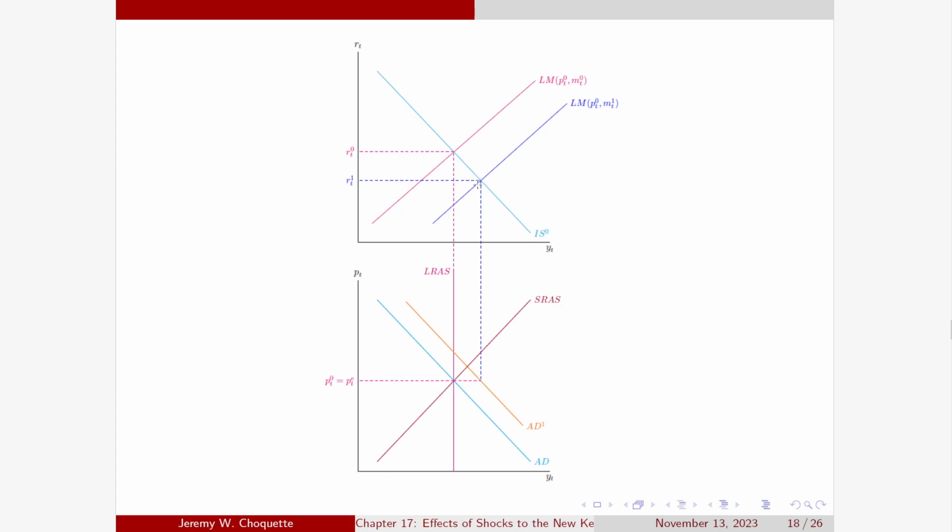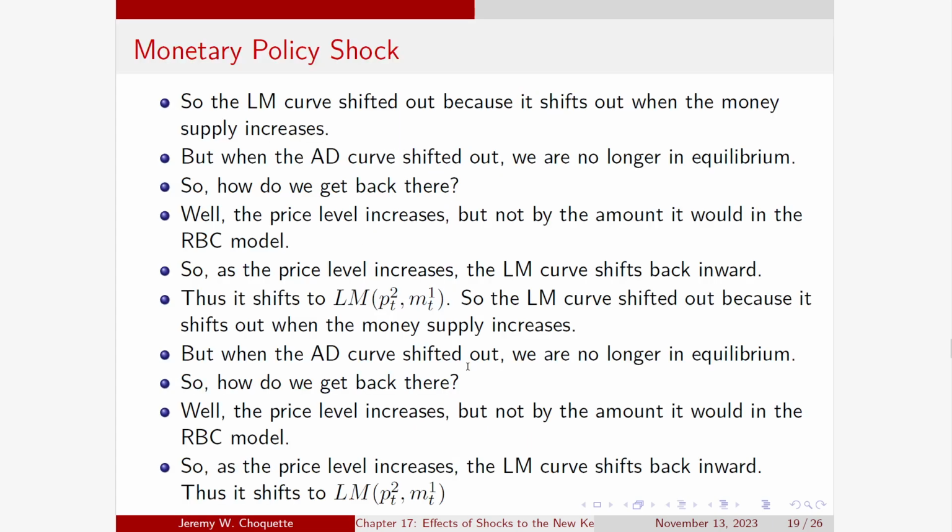There's an equilibrium here, yes, but because short-run aggregate supply is upward sloping and not just totally horizontal, we can't be in an equilibrium here. So we've got to move up until we get to the equilibrium between aggregate demand and short-run aggregate supply. The LM curve, remember, shifted out because the money supply increased. Aggregate demand curve shifts out, no longer in equilibrium. How do we get back?